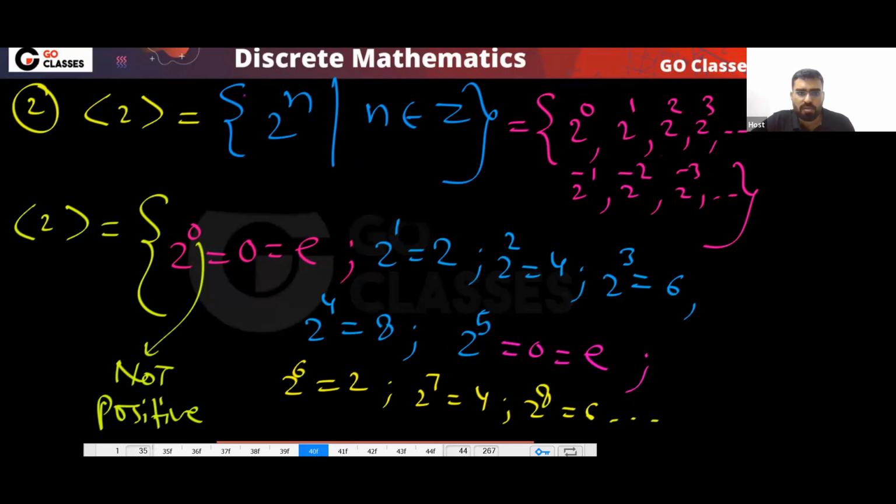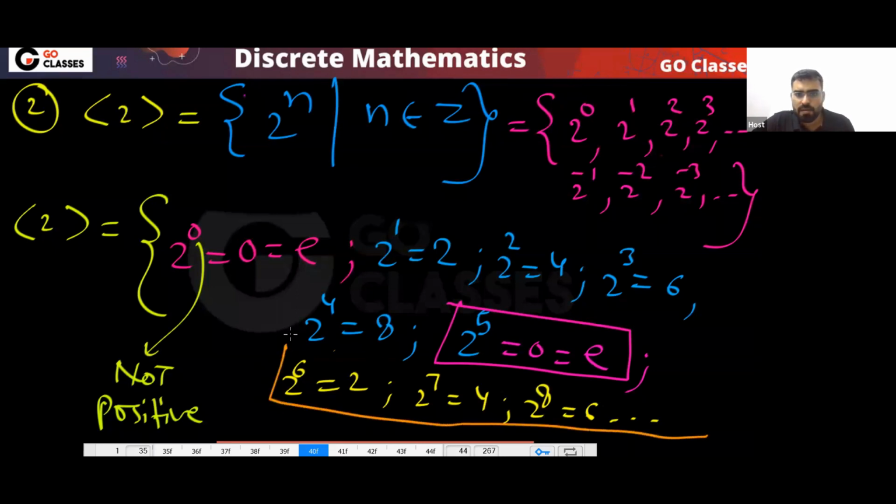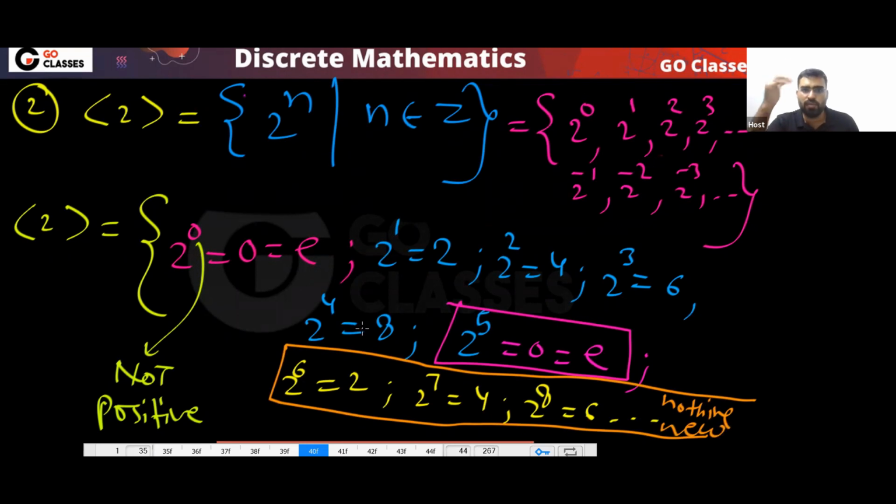Nothing new. I don't have to go on, because as soon as I get here, nothing new I will get. And should I go in the reverse direction, in the negative direction? Will I get anything new in the negative direction? No, because where is 2 inverse?